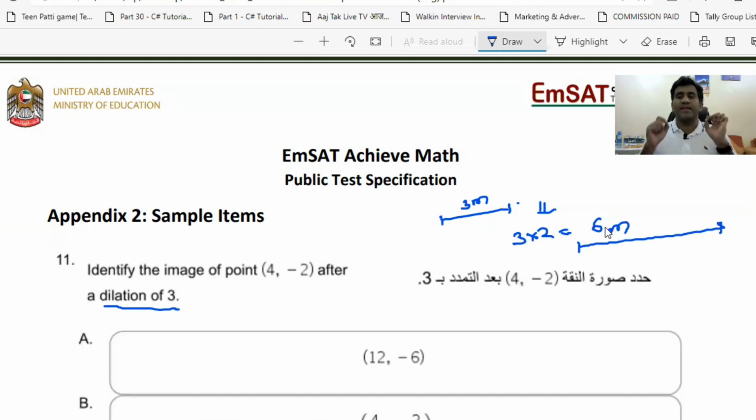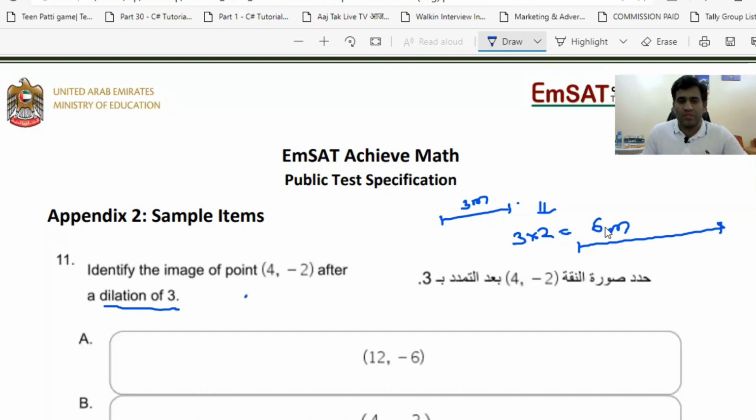So simply in exam, whenever there is a question about the dilation, whether it is the line segment or the coordinate points or whatever it is, you just need to multiply by the number which they are talking about as a dilation. So now in our case, they are asking what would be the image of a point 4 comma negative 2 after a dilation of 3. So just need to multiply the coordinates by the number 3.